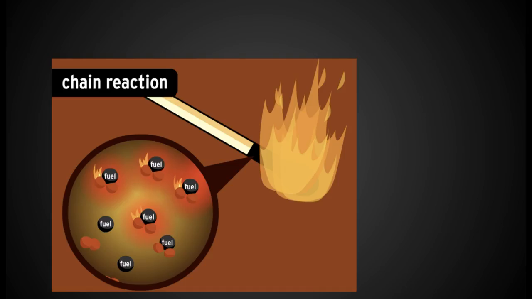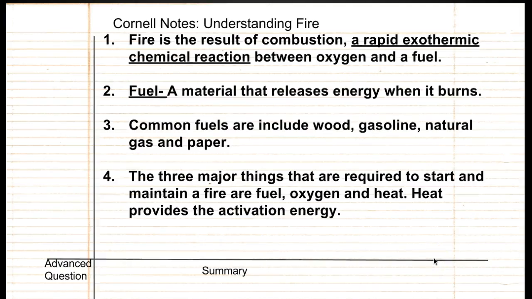And then once a chemical reaction happens, there's more heat from the actual flames, and then more chemical reactions happen. It's called a chain reaction, and it continues until all the fuel or the oxygen is removed. Okay, go ahead and finish up number four, and don't forget to write your question for four and the summary and the advanced question.